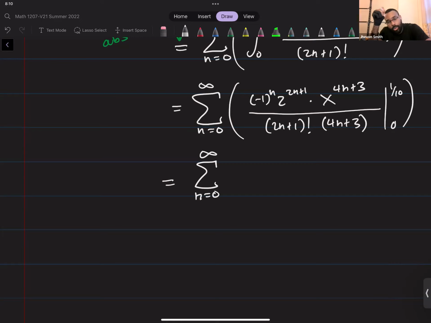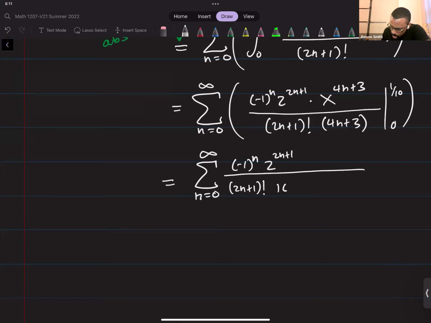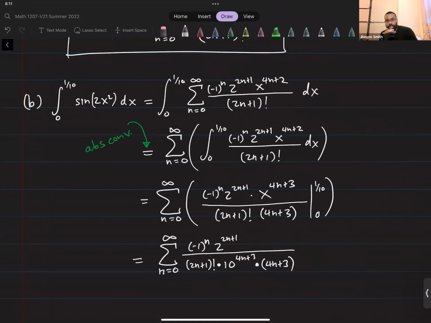And so that x to the 4n plus 3 is going to move to the bottom as 10 raised to the 4n plus 3. So this is going to look like minus 1 to the n, 2 to the 2n plus 1 over 2n plus 1 factorial, 10 to the 4n plus 3 times 4n plus 3. And that is actually the answer, right? So that is the integral of this series on that interval.